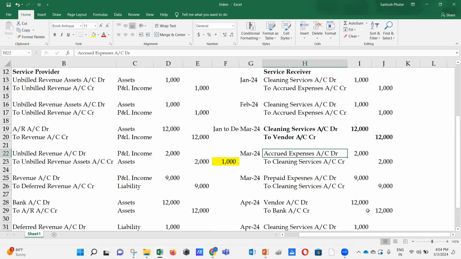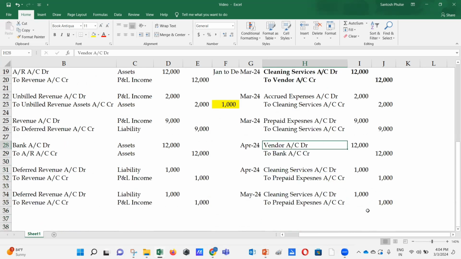If the expenses belong to a future period for which we haven't received the services yet, we have to reclassify those expenses towards prepaid expenses. So your entry is going to be prepaid expenses account debit to cleaning services account credit for the future period. When you do the payment, your vendor account is debited and your bank account is credited for the payment.